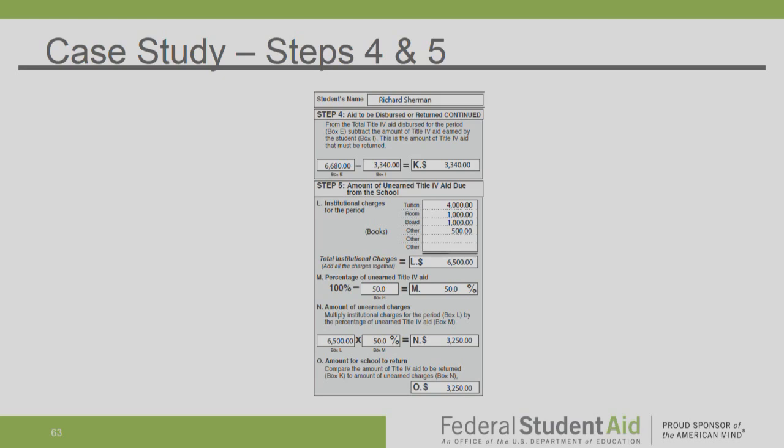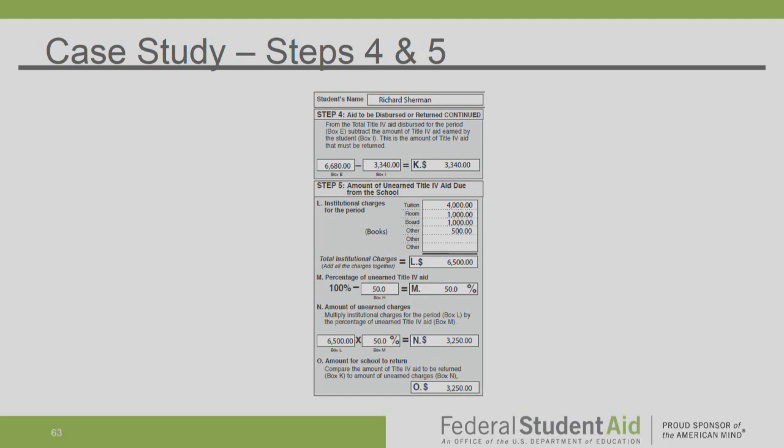Then we tally Richard's institutional charges for the period and multiply them by the unearned Title IV aid percentage, which also happens to be 50% because we use the midpoint in this case. And so you can see there that yields a total of $3,250 that the institution is responsible for returning. And if you look at the calculation, you can see all of those items that we talked about in the cost of attendance. These are the direct costs for the student: tuition, room, board, and other. Those were those books that the student had.